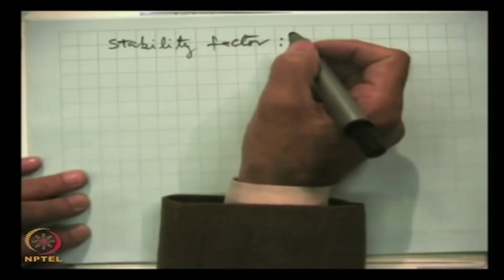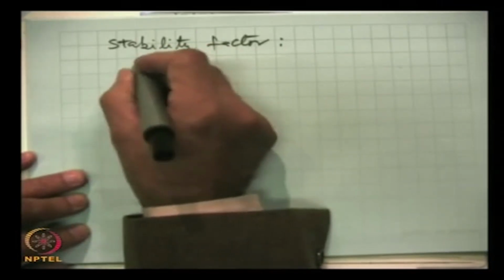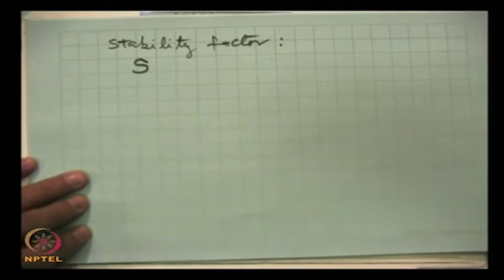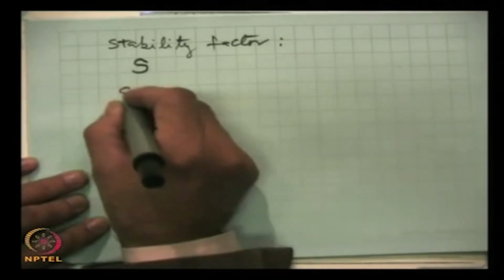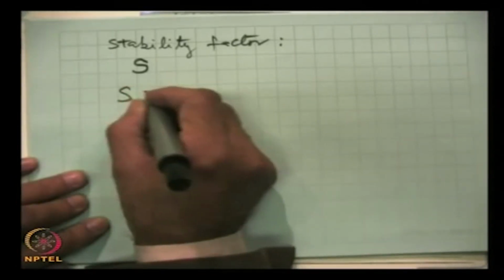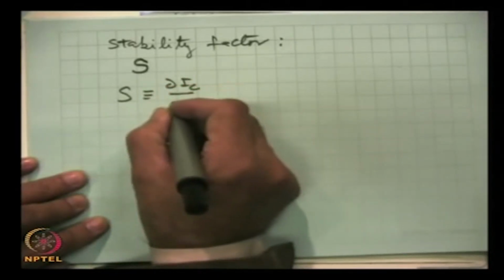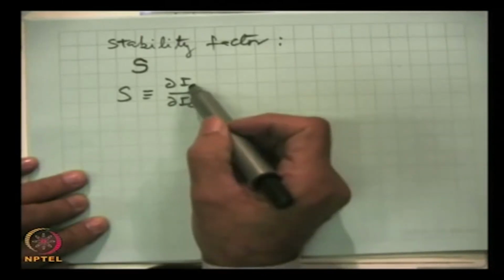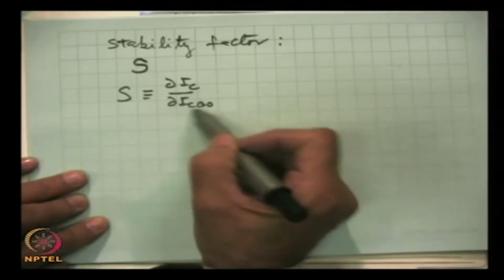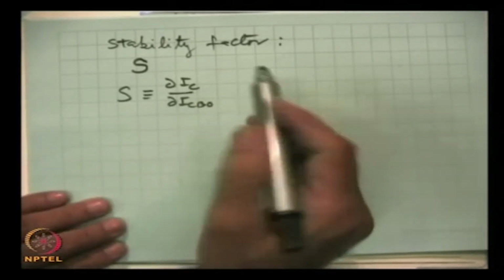Stability factor for a circuit is denoted as S. S denotes stability factor. Now, this is defined for various variations. For example, delta IC over delta ICBO. That means change in the collector current, because this is temperature sensitive, due to changes in the reverse saturation current.